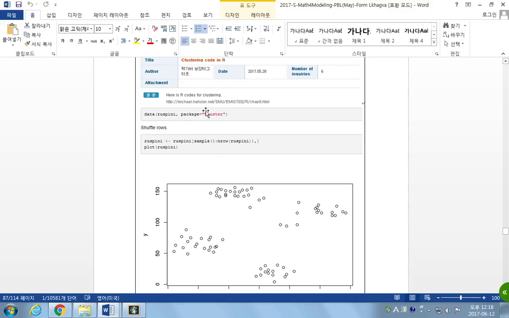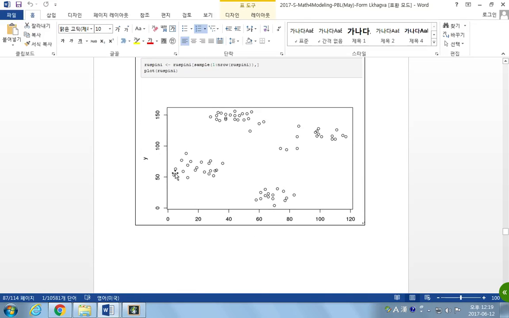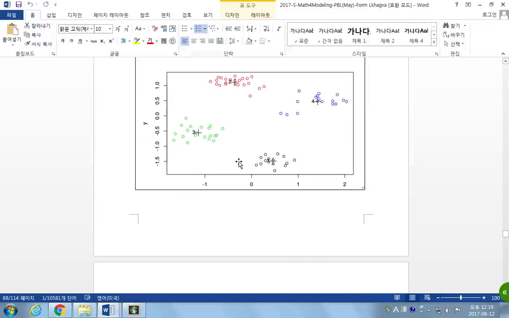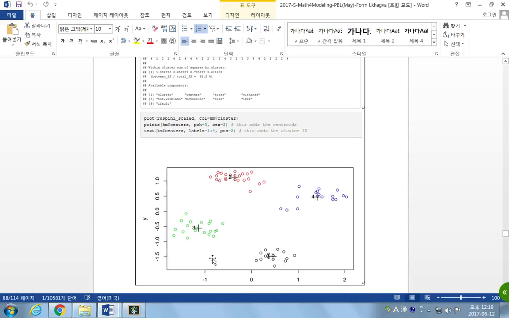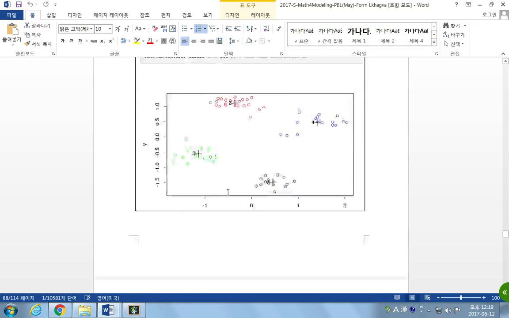Here are also R codes for clustering analysis on this data set. I included this data set in my project. The k-means algorithm works like this.